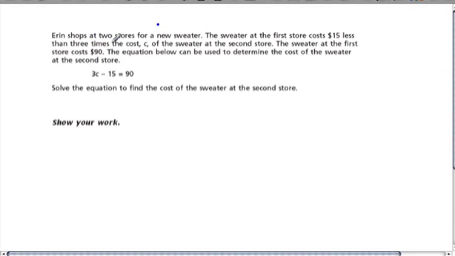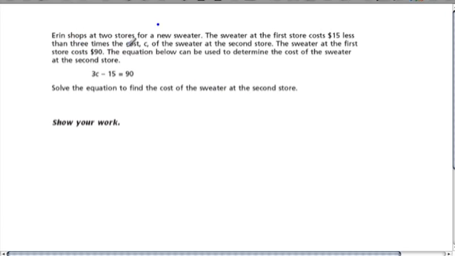Erin is shopping at 2 stores for a new sweater. The sweater at the first store cost $15 less than 3 times the cost C of the sweater at the second store. The sweater at the first store cost $90. The equation below can be used to determine the cost of the sweater at the second store. Solve the equation to find the cost of the sweater at the second store.